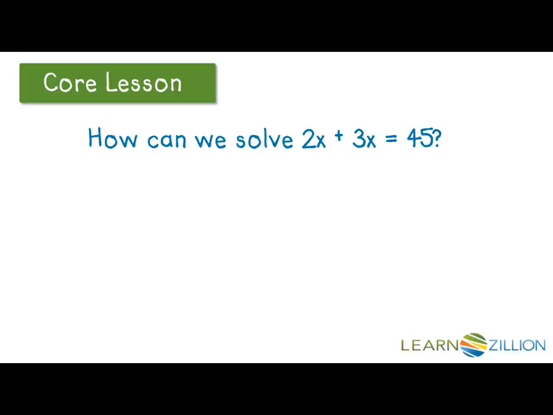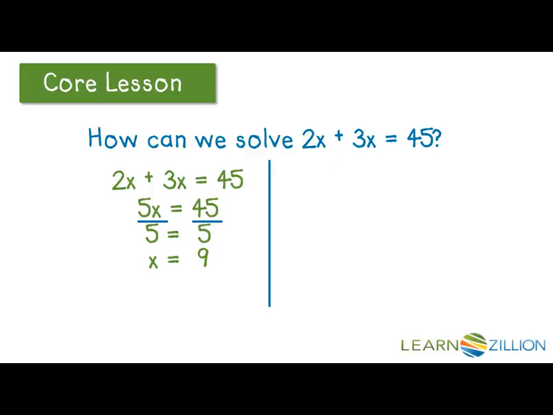How can we solve 2x plus 3x equals 45? When we look at this equation, we notice that there are like terms on the left-hand side. And if we combine these like terms, 2x plus 3x, we get 5x is equal to 45. Using the division property of equality, we're going to divide both sides by 5, and our solution is x is equal to 9.